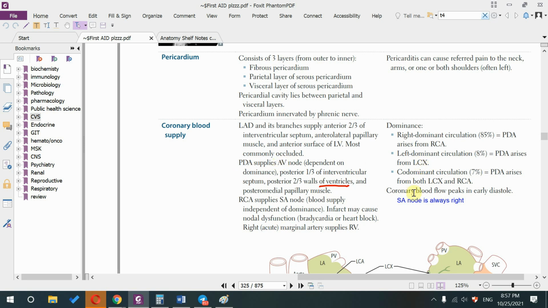What about the SA node? The SA node, it doesn't matter if right, left, or co-dominant, it doesn't matter. It's always coming from the right coronary artery. Make a note about this. Okay, the PDA also supplies the posterior 1/3 of the interventricular septum. It also supplies the posterior 2/3 of the ventricles and the posterior medial papillary muscle.